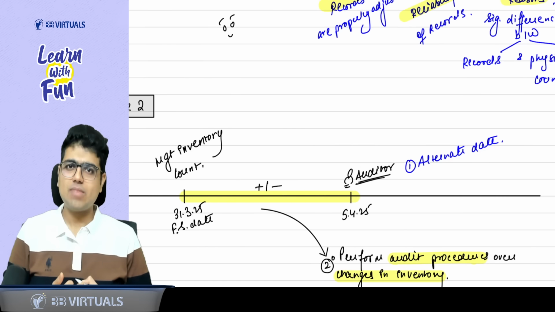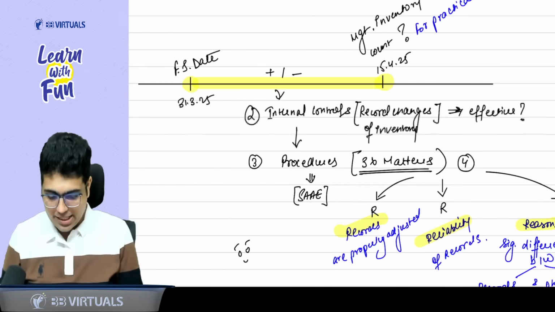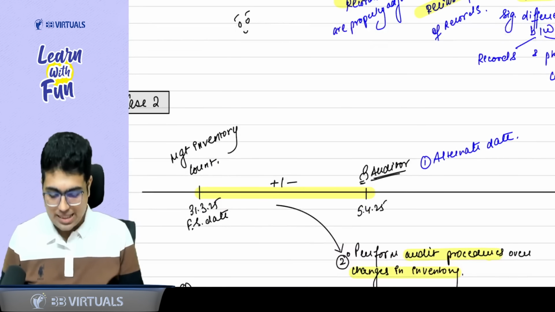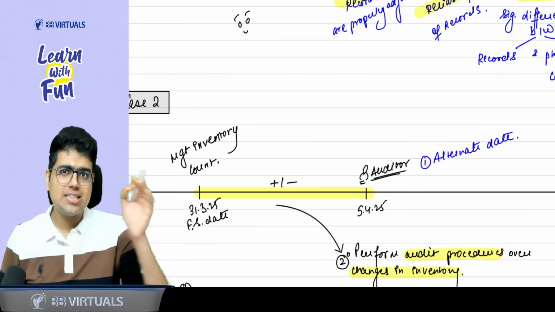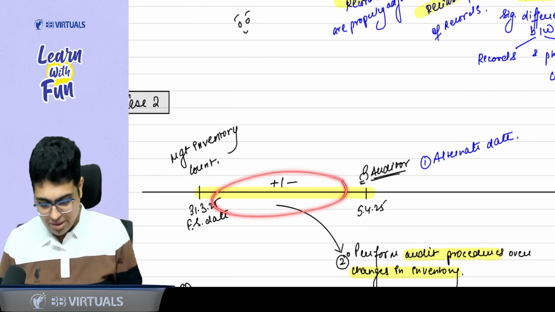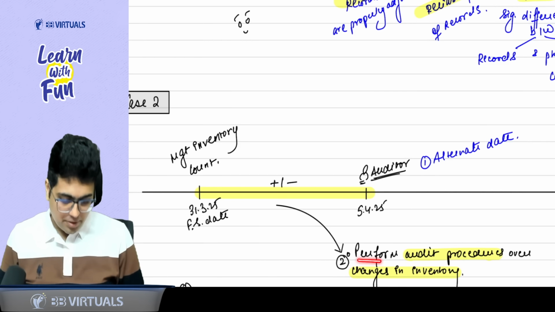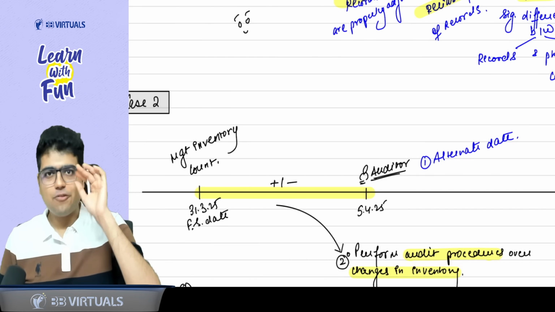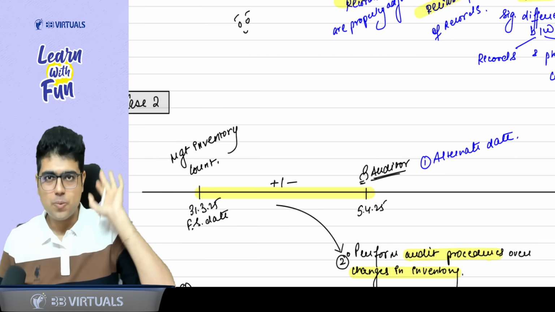Yes, sir. Second thing, since again there is a date gap, he wants to perform the procedure here. Again there is a date gap, so there must be some additions and subtractions from the inventory. So whatever changes have taken place in the inventory, he will perform the procedures over the changes. So this is what is written: perform audit procedures over the changes in inventory. From exam point of view, these 2 points are relevant for case number 2.